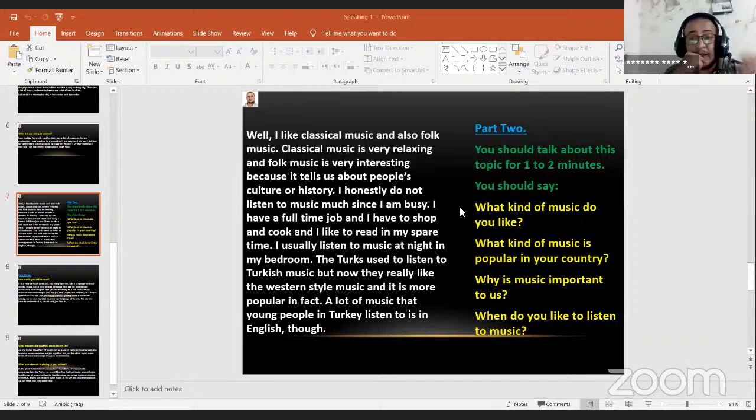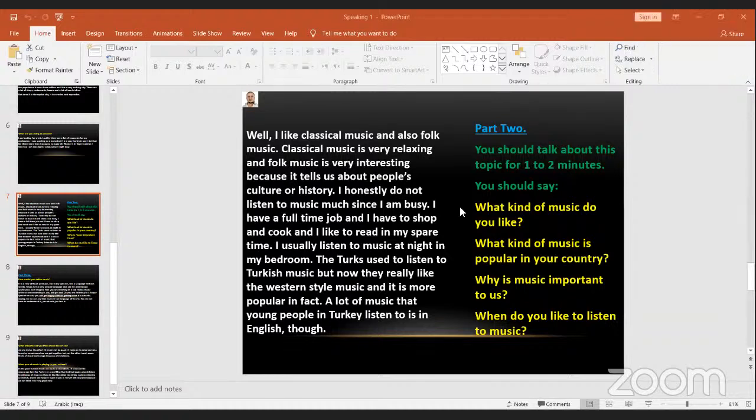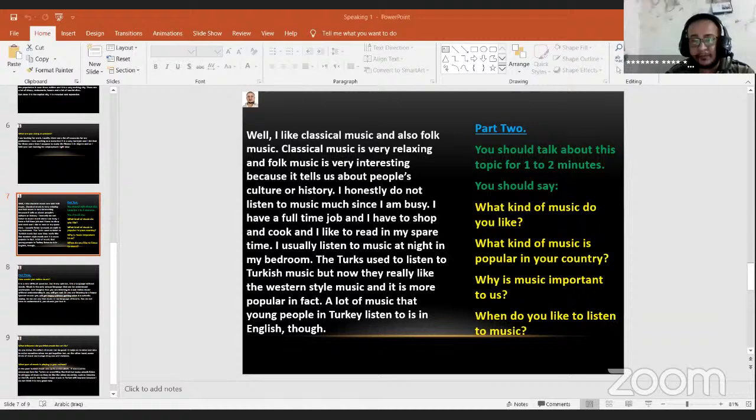Here, in part two questions, it's not important where to start your answer from. That means you may start from the first question, you may start from the second question, you may start from the third question if the other question is not related. For example, if two is related to one, you can't start from number two. You need to start from number one. Let's come to the answers.